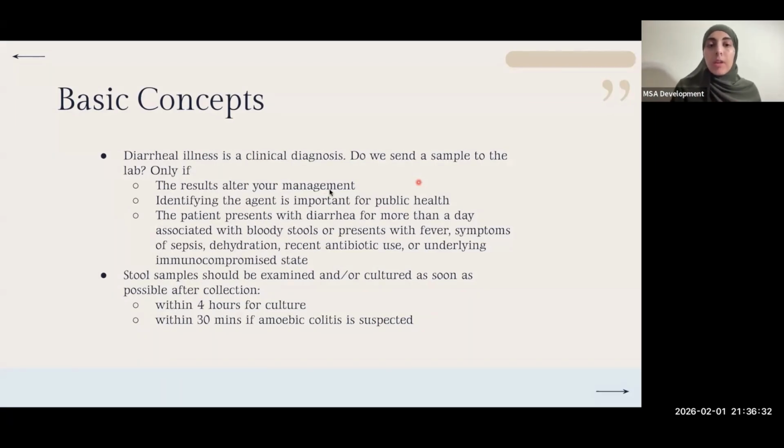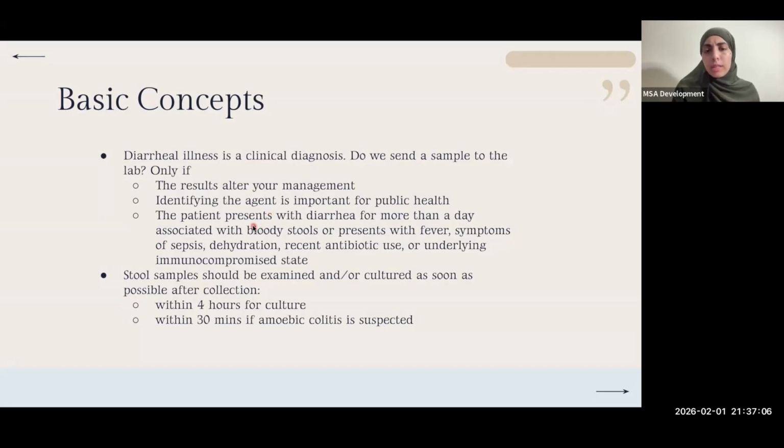You only send a sample to the lab if it will alter your management, okay? So, for example, you're not sure what agent this is exactly, and you're not sure if you should give antibiotic or not. In that case, you should send a sample to the lab because whether or not it's something that warrants you giving antibiotic will change your management. Another thing is if it's important for public health. This is if you have an outbreak in a town or a city and you want to identify the organism that caused that outbreak, you will send samples to the lab.